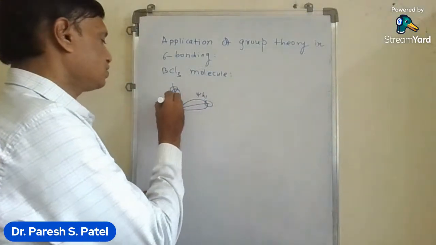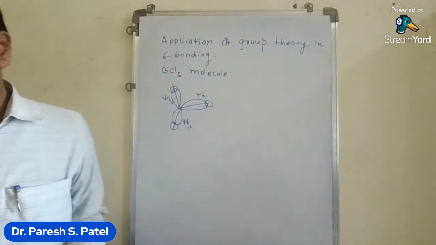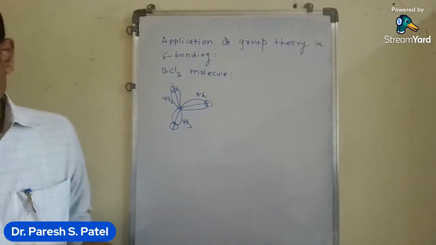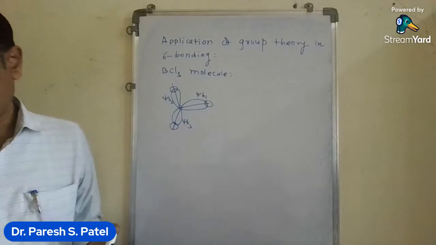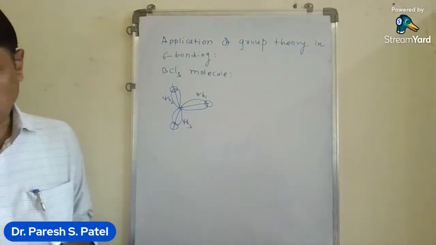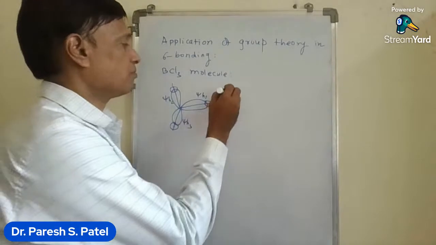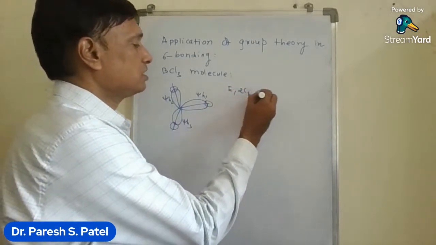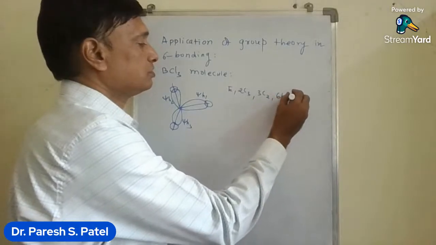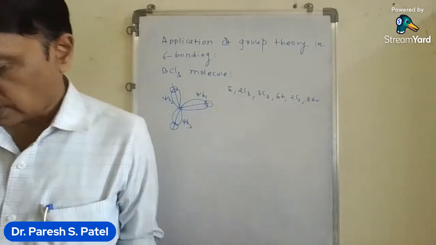Suppose this one is sigma 1, sigma 2, and this is sigma 3. Now the hybrid orbitals are directed according to the trigonal planar structure. Three hybrid wave functions, sigma 1, sigma 2, and sigma 3, can be considered as vectors V1, V2, and V3. Now, operate different symmetry operations. We know that the BCl3 molecule belongs to the D3h point group, and it consists of E, 2C3, 3C2, sigma h, 2S3, and 3 sigma v symmetry elements.